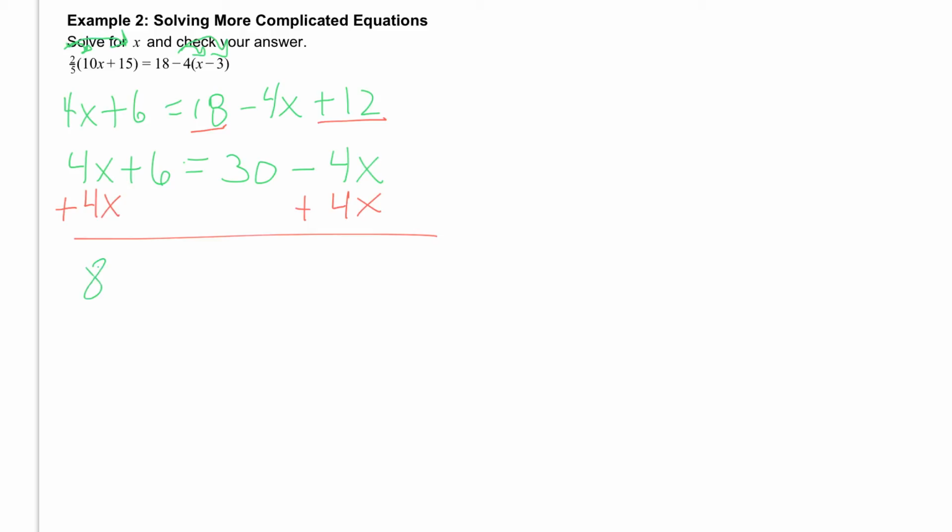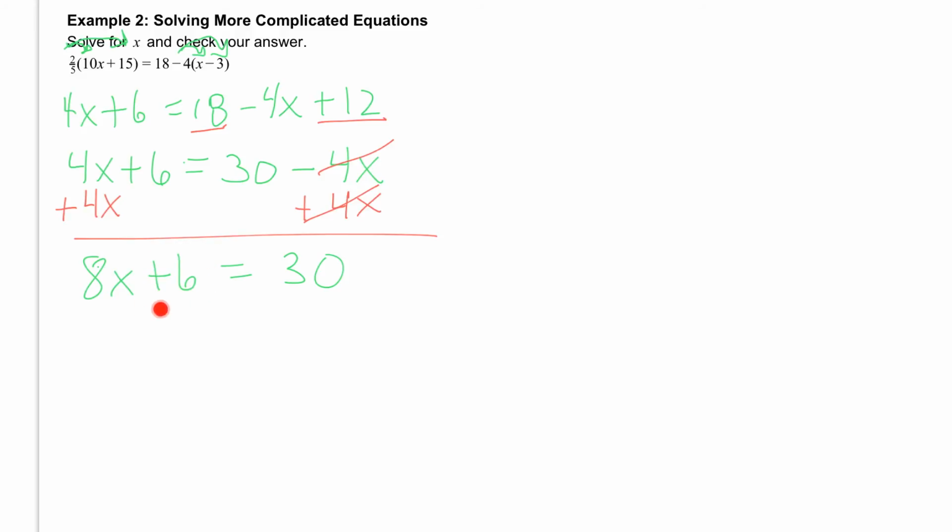So I end up with 8x plus 6 equal to, now on the right-hand side, negative 4x and positive 4x, those are opposites. Those are 0, and that's going to cancel out. So we can cancel those out, and we're going to end up with just 30 on that right-hand side. Now I'm down to a two-step equation. I find my variable over here on the left. It's being multiplied by 8, and I'm adding 6 to it.